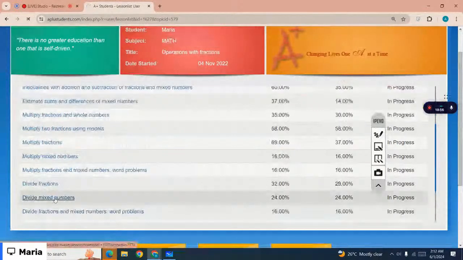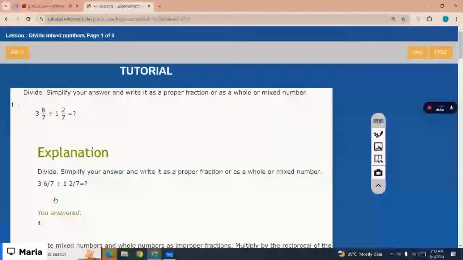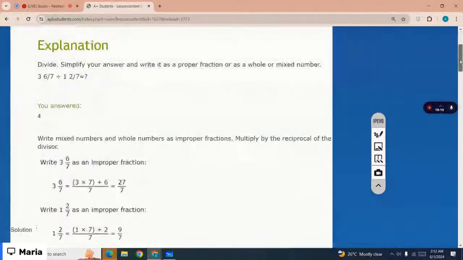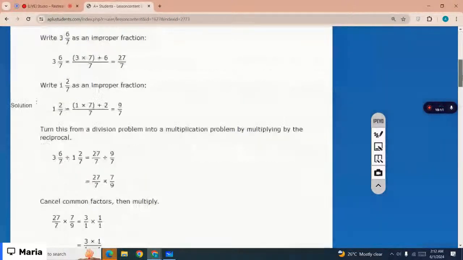So let's just start with the next lesson, that is divide mixed numbers. When we divide mixed numbers, you have to convert them to improper fractions and then multiply by the reciprocal. The process is exactly the same. The first thing is you need to convert them into improper fractions.